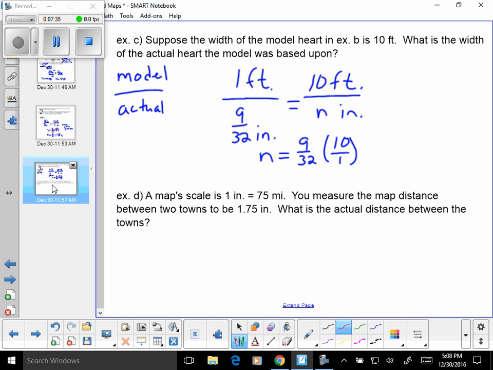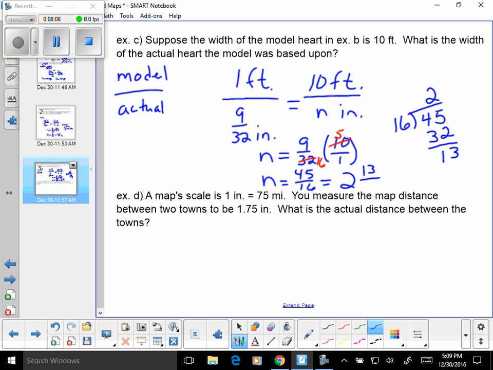Again, I'm going to look for reducing. I don't have a very nice one here. The best I can do is a 2. So n is going to be 45 over 16. I'm going to divide that out. Remember how to do that? I hope. 45 divided by 16, I'm going to get 2, which is 32. And we'll express that remainder as a fraction.